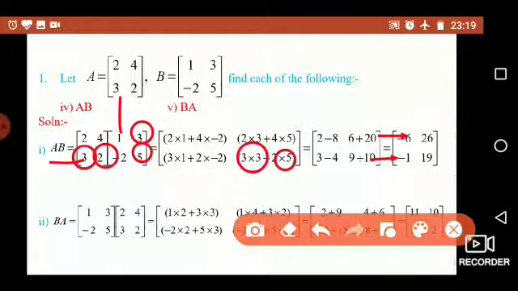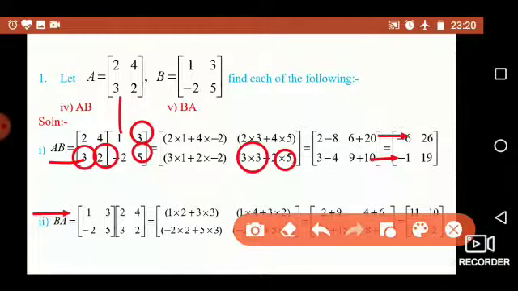Students, we have one more example to find the product BA. Let me find out what is B into A. In this case, the matrix B comes first, then matrix A. Since both the matrices are of the same order, therefore AB and BA both exist. But the elements of both the matrices will be different because we have seen the properties of multiplication.